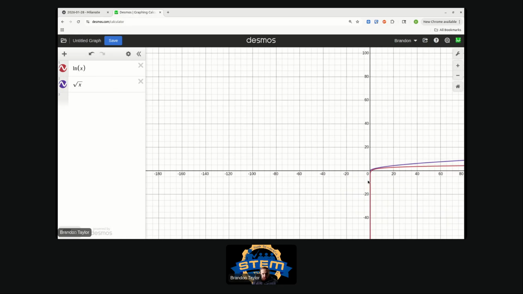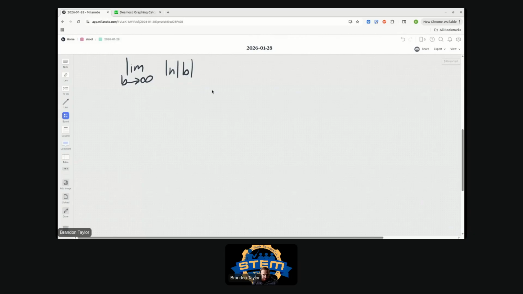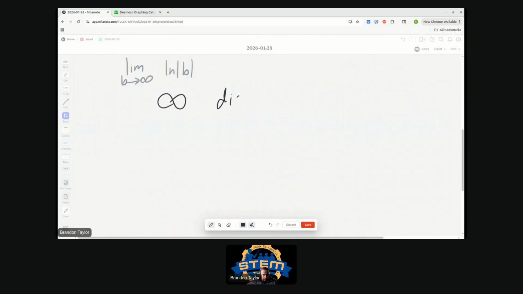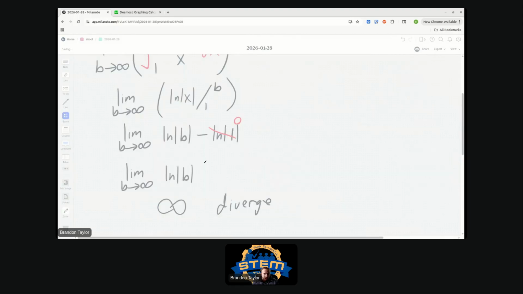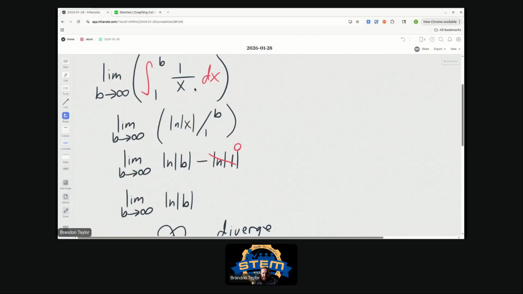So long story short, you need to understand the behavior of the functions you're dealing with at this point. So basically the answer here is infinity. What that means is diverge. It means that this function, natural, or sorry, 1 over x, does not shrink fast enough. That's essentially what we just found. It does not shrink fast enough. So as we go to the right forever, right?